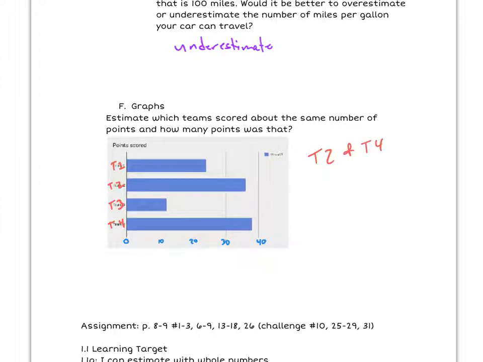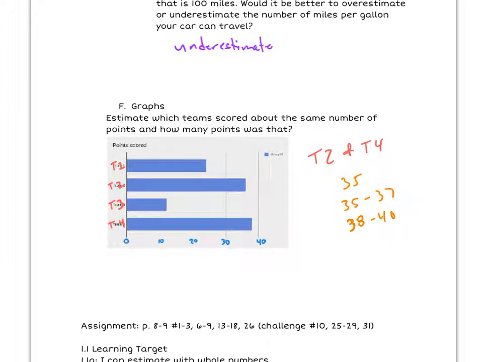How many points was that? About. Okay, I heard 35. Anybody else venture a guess? 35 and 37. Okay, between 35 to 37. 38 and 40. 38 to 40.